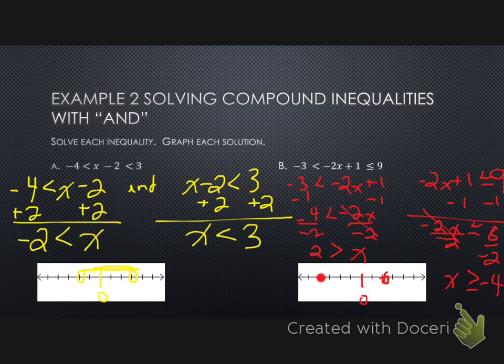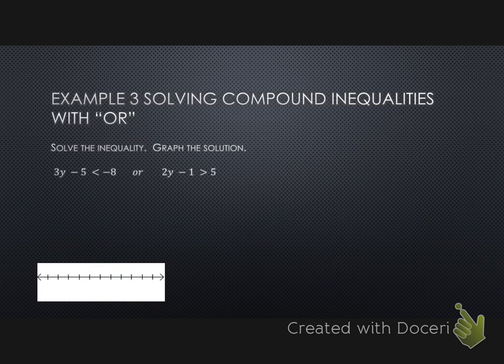And x is greater than negative 4, but less than 2. So it's going to be the line connecting those two circles. So let's look at example 3 here. We have solving compound inequalities with the word or.